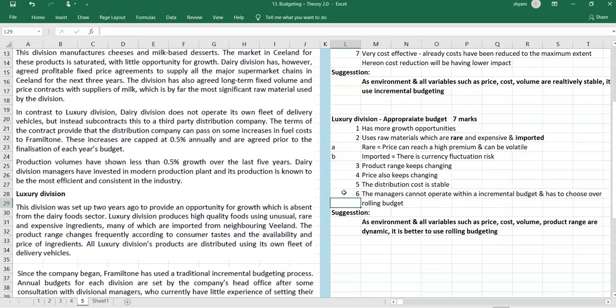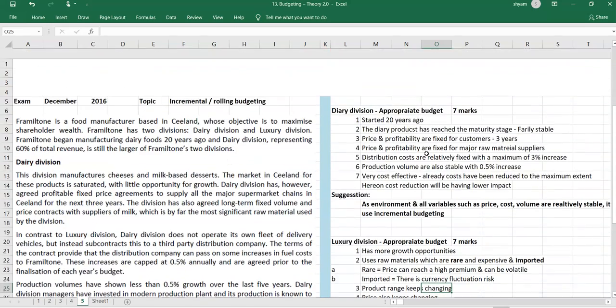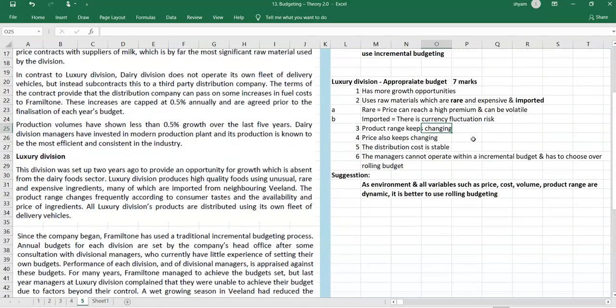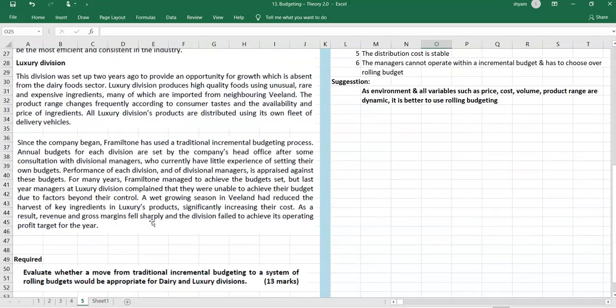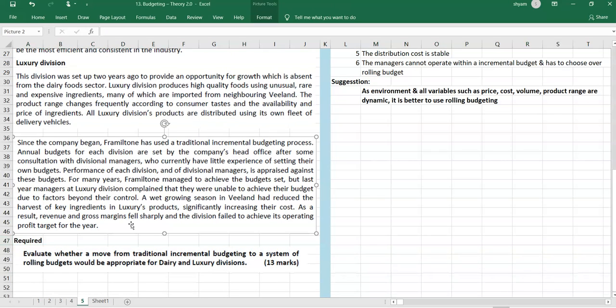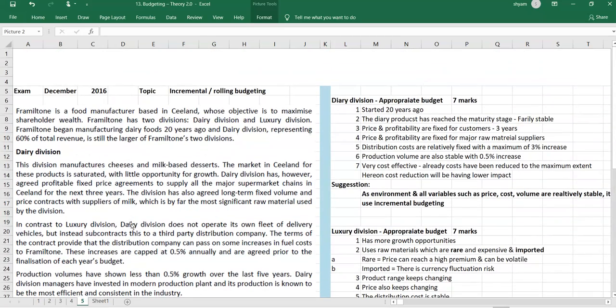So we have got around 6 points, and A and B, if you add those, we got around 7 points. We also gave 2 suggestions here. So totally, we have got 7 points here as well as 7 points there. Put together we'll get the 14 marks, which is actually required. So I hope you got a good understanding about this question. This is about incremental and rolling budget.